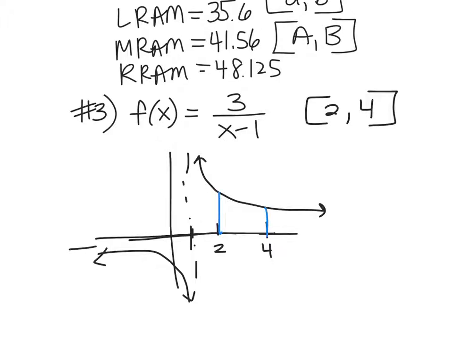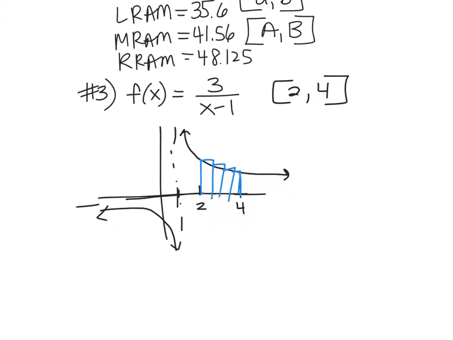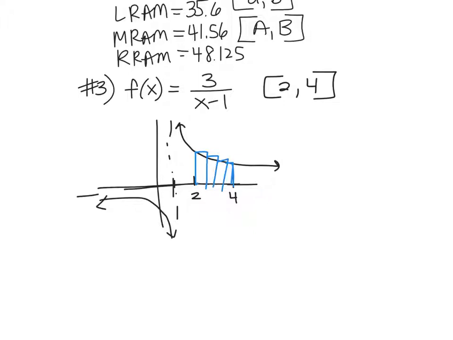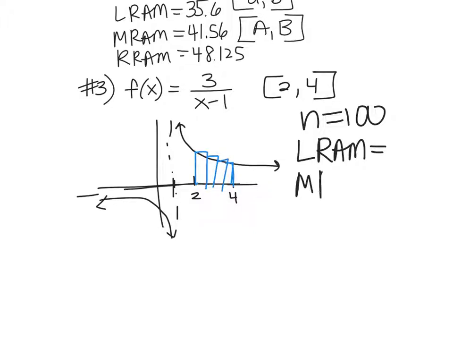Now, in this case, see how LRAM's going to be bigger this time? Because all of my rectangles going this way are going to be bigger. So don't just think that LRAM's always bigger or always smaller. We're going to do 100 rectangles and find out what LRAM is. Your calculator has to think about it, so it'll take a while. They're all really close.